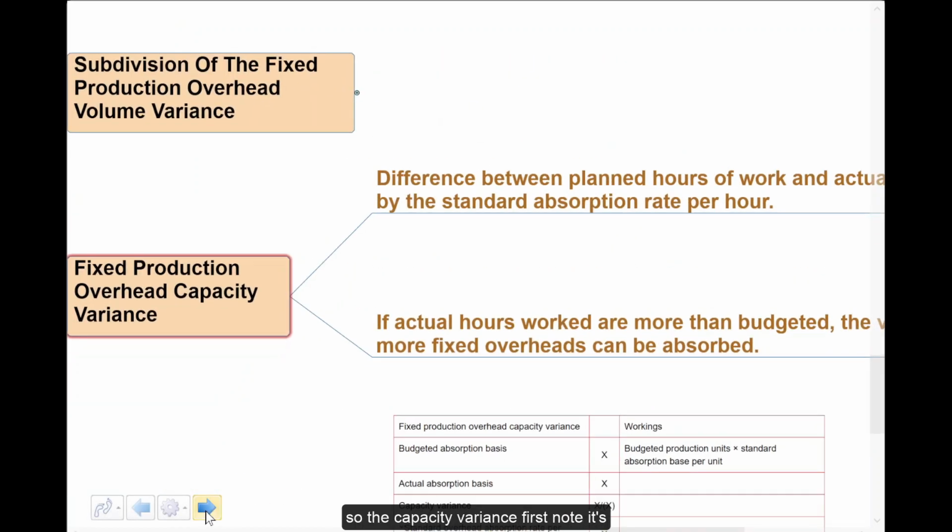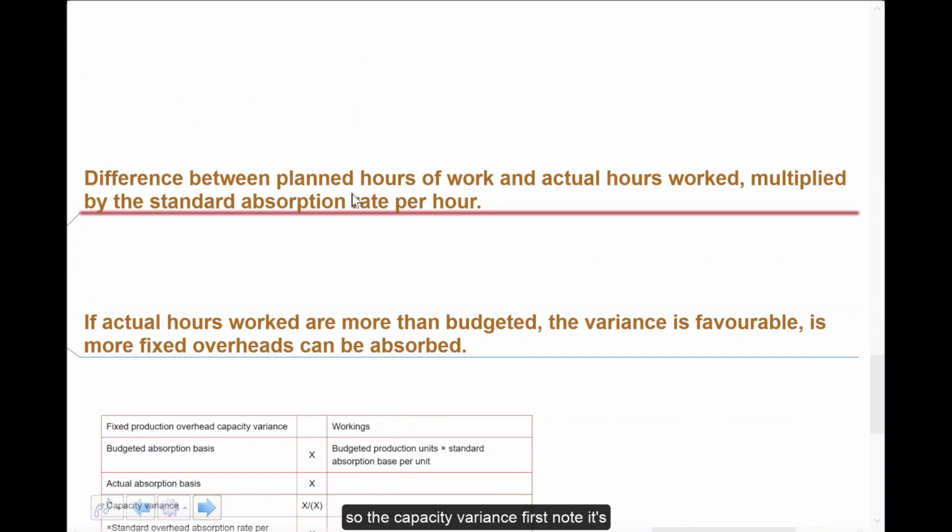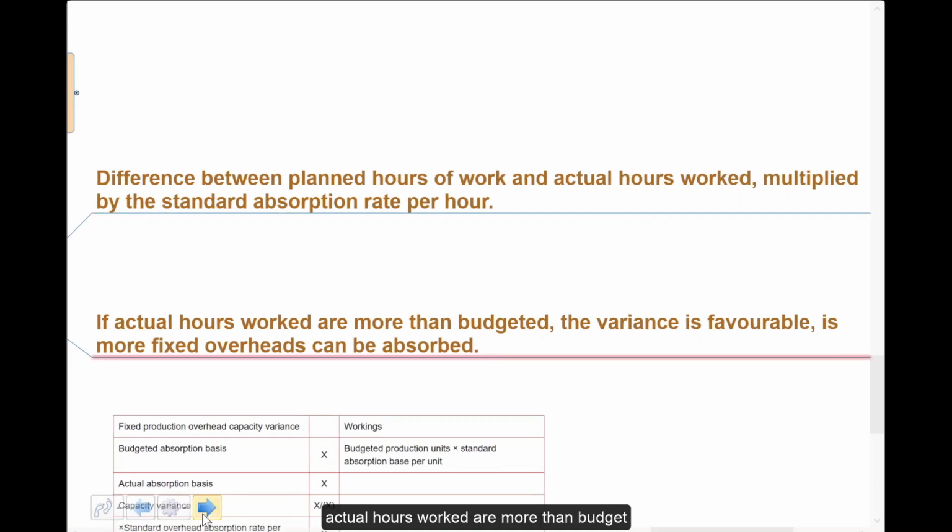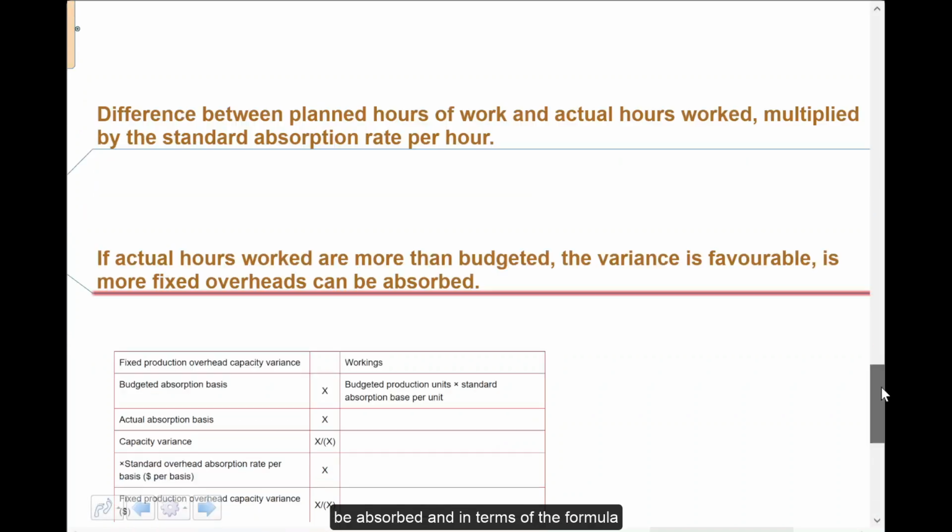So the capacity variance first. Note, it's the difference between planned hours of work and actual hours of work. You can see how that ties in with capacity. This is what we should have been: we should have been working 60 hours a week, we actually worked 48. Now, note that if the actual hours worked are more than budget, obviously the variance is favorable, and the reverse is also true, because the more fixed overheads can be absorbed.